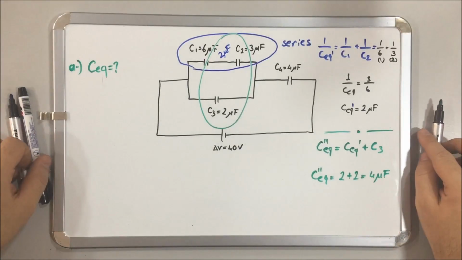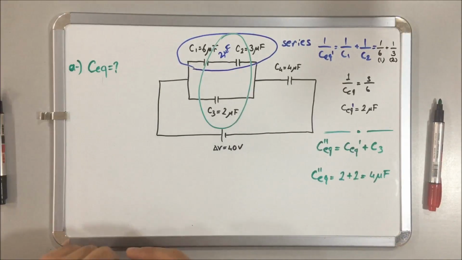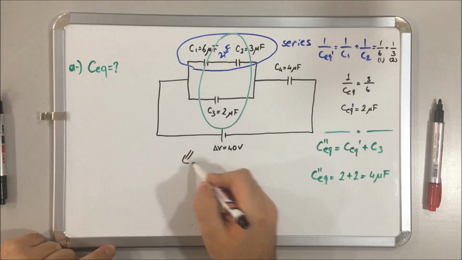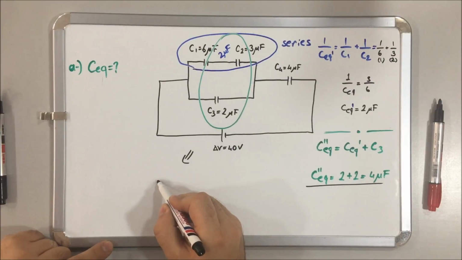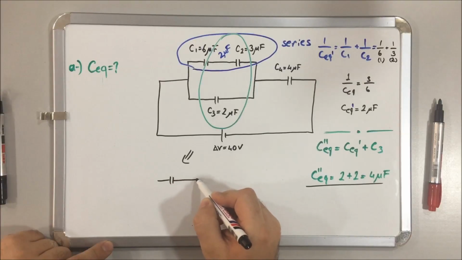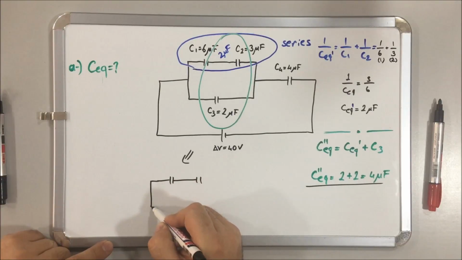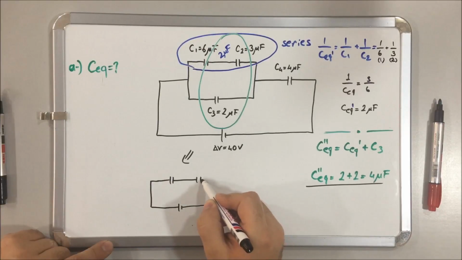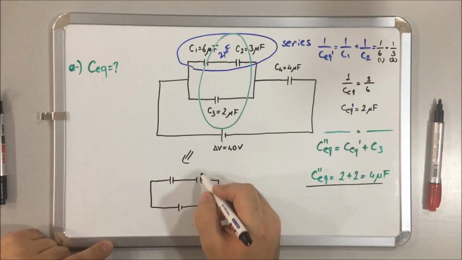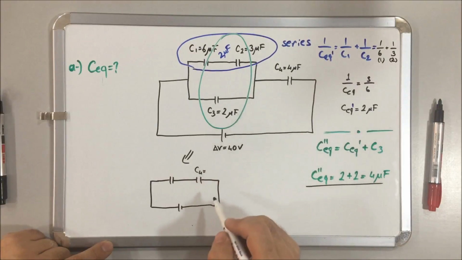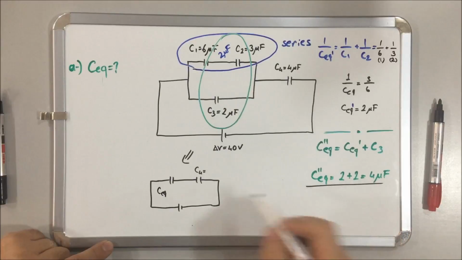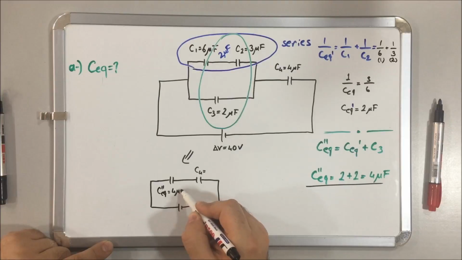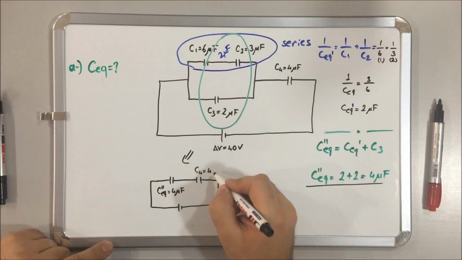And if we continue, let's draw the figure again. After this step, let's draw it again. New figure, it will be like that. That is C4, which is 4 microfarad. That is C equivalent double prime will be 4 microfarad. This one also 4 microfarad.